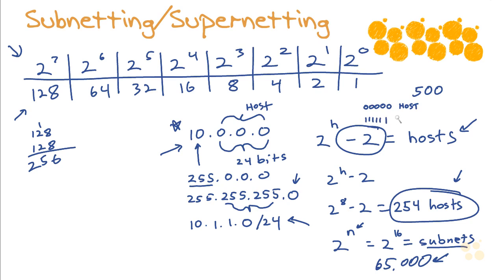These are reserved for special purposes. The all ones in the host bits is reserved for what's called a subnet broadcast, and the host all zeros situation is reserved to define that particular network itself. So there are special purposes to those two scenarios, and that's why we have the -2.